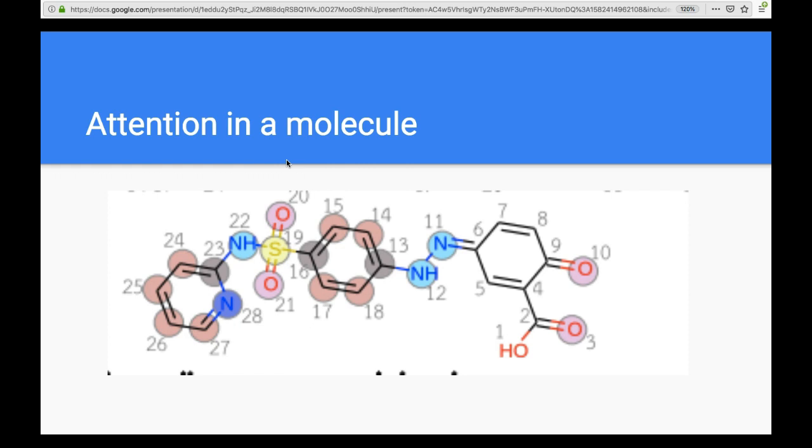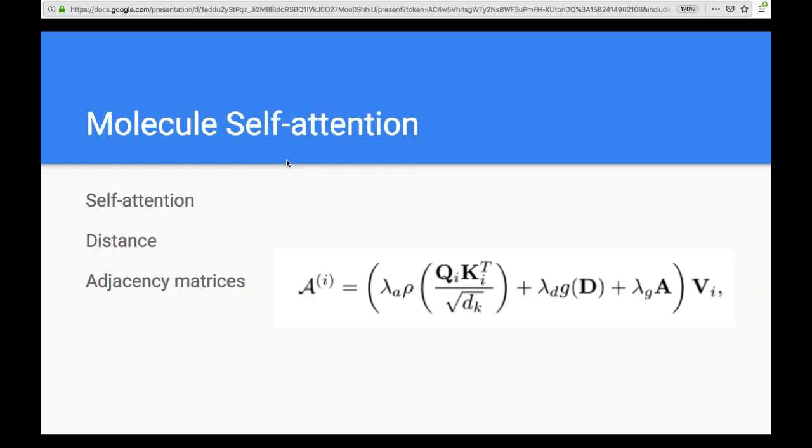But if you don't understand the architecture of the transformer, I would suggest you go back to the papers or a lot of blog articles explaining how the transformer works. Just Google it and you will find out. Okay, so this is the molecule self-attention. Basically, it has one self-attention layer. This is the original transformer attention.